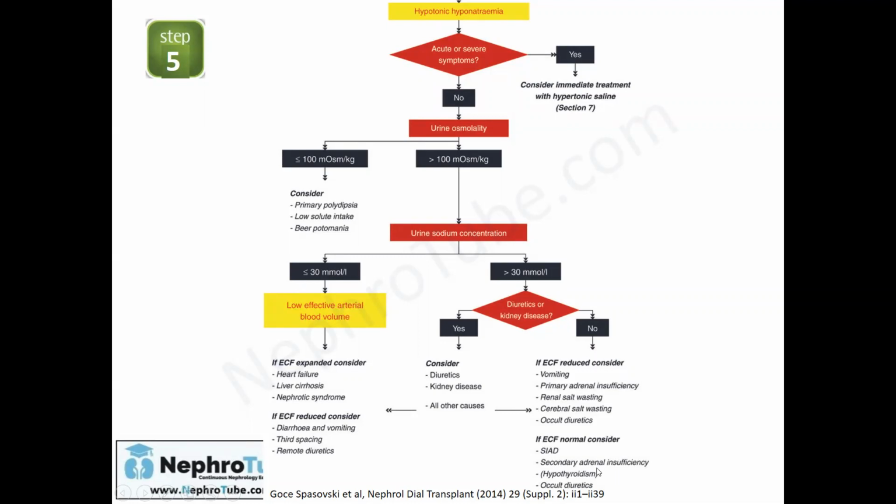Actually, adrenal insufficiency, whether primary or secondary, causes hyponatremia, because adrenal insufficiency will be associated with hypoaldosteronism. And aldosterone is an important hormone for the reabsorption of sodium from the distal tubules. So in case of hypoaldosteronism, you will find hyponatremia. Regarding renal salt and cerebral salt wasting, I will talk about them now with SIADH syndrome. Regarding hypothyroidism, how hypothyroidism causes hyponatremia.